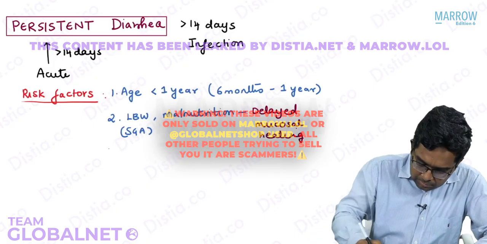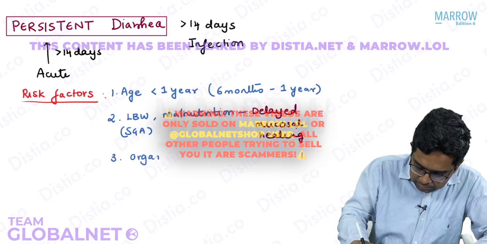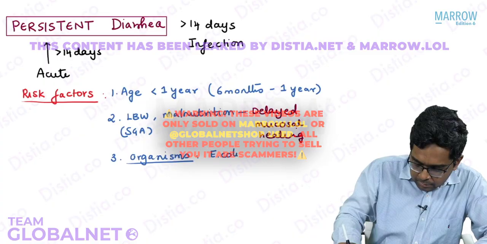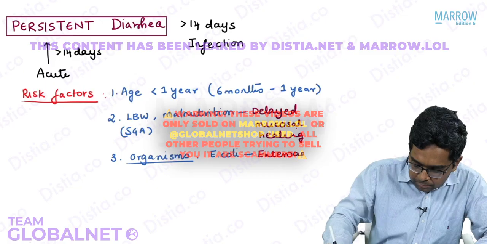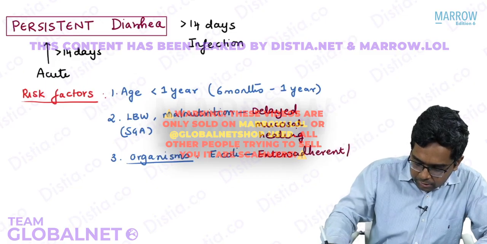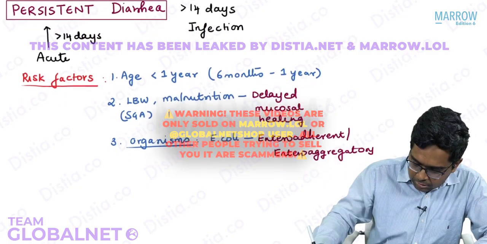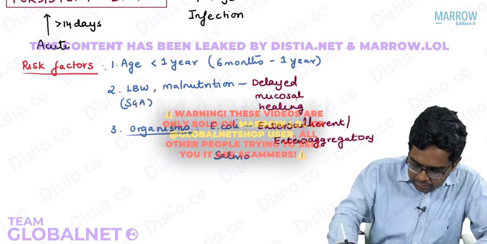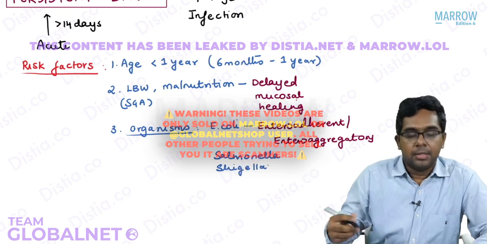Third is some organisms itself can be associated with persistent diarrhea. These include varieties of E. coli like enteroadherent E. coli and enteroaggregatory E. coli. They can be associated with persistent diarrhea. Other group of organism includes Salmonella as well as Shigella. They can be associated with persistent diarrhea.